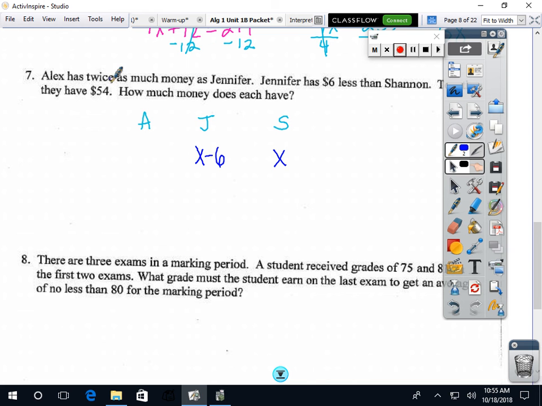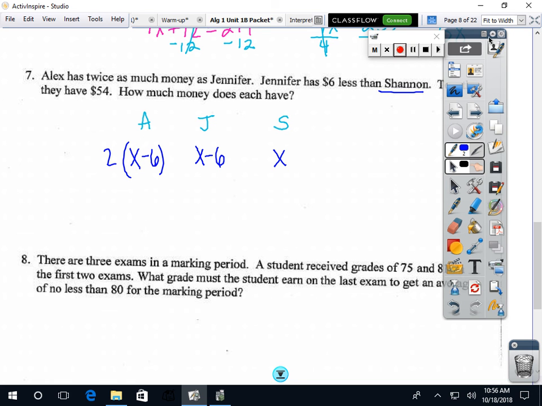And then Alex has twice as much as Jennifer. Well, this is Jennifer's amount, and you double it. Okay, let me explain that again. We have Alex, Jennifer, and Shannon. They told us nothing about Shannon's dollar amount, so we're going to say Shannon has x dollars. We know Jennifer has 6 less than Shannon, so Jennifer would be the x dollars that Shannon has, but 6 less. And then Alex has twice as much money as Jennifer, so you just take Jennifer's amount of money and double it. You have to put parentheses though, because we're not just doubling the x, we're doubling the whole thing, Shannon's money minus 6, which is Jennifer's.